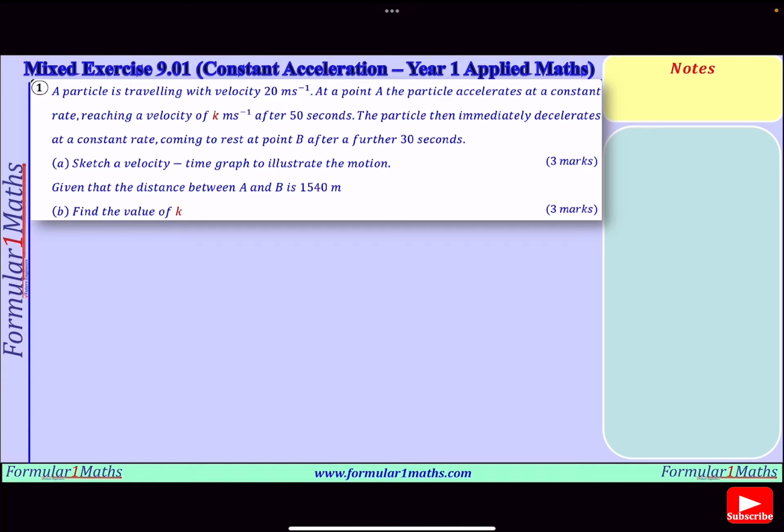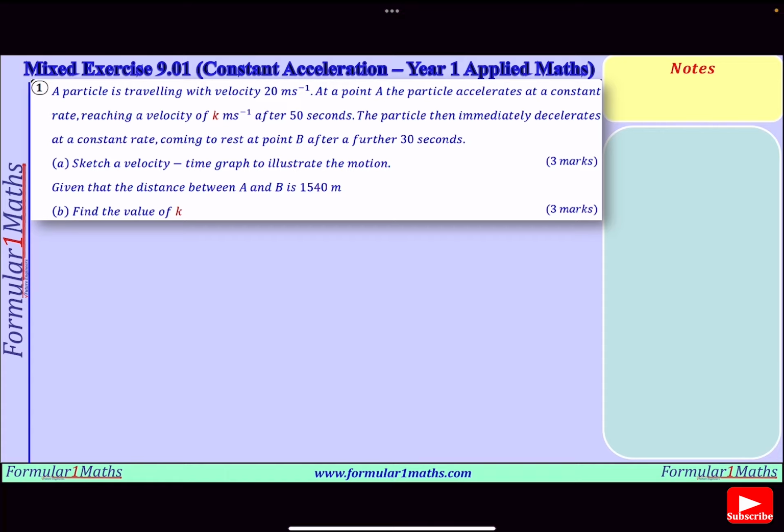Question 1. A particle is traveling with velocity 20 meters per second. At a point A, the particle accelerates at a constant rate, reaching a velocity of k meters per second after 50 seconds. The particle then decelerates at a constant rate, coming to rest at a point B after a further 30 seconds. A. Sketch a velocity time graph to illustrate the motion. Given that the distance between A and B is 1,540 meters, B. Find the value of k.